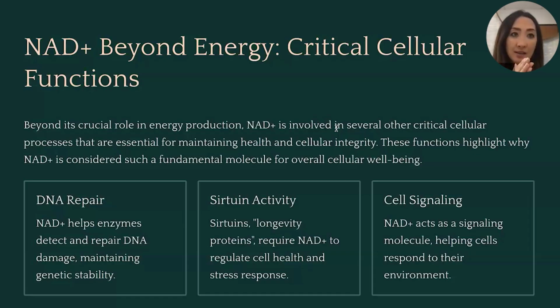So what NAD does is serve as a cofactor for certain enzymes. There are these long names for them, but they're essentially called PARPs. What they do is they go in and detect and repair DNA damage. That helps keep your genetic information stable, because we don't want DNA damage. It happens all the time, but we want something to come along and fix that. So NAD helps with that.